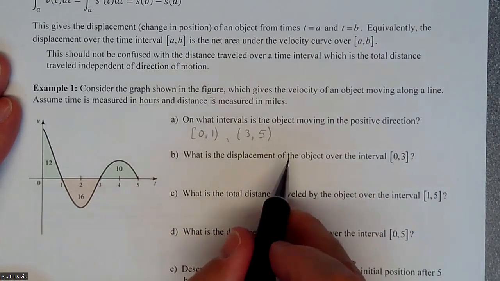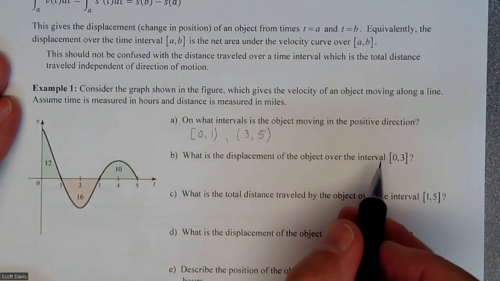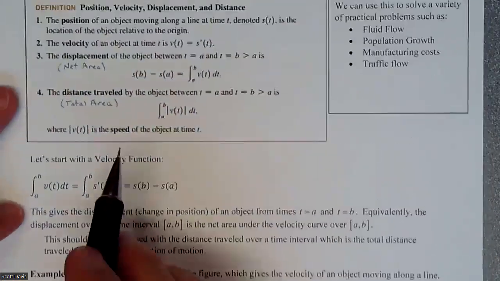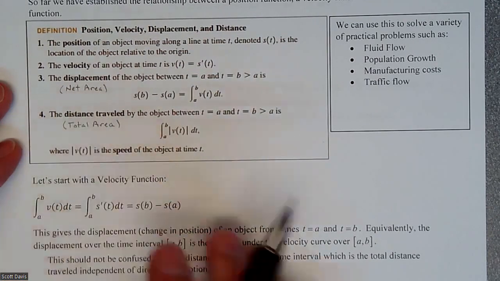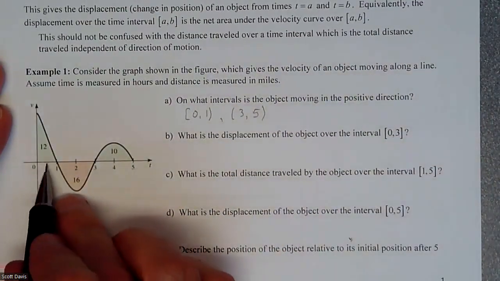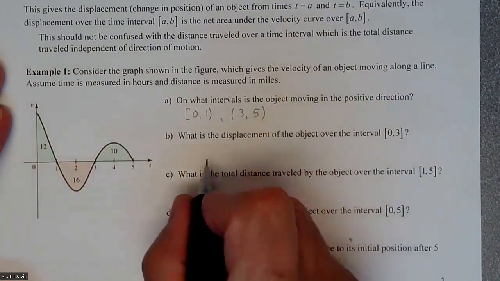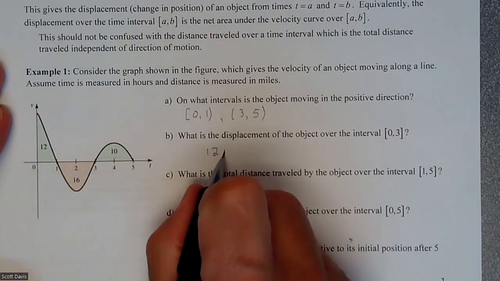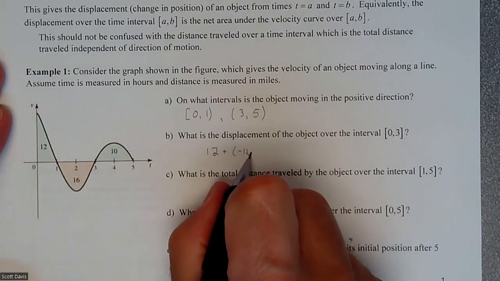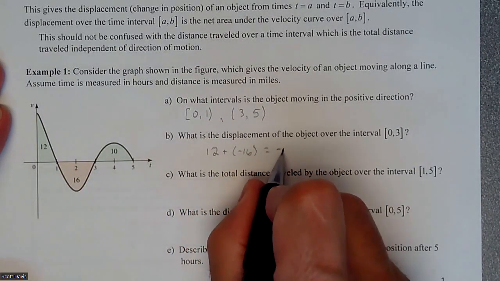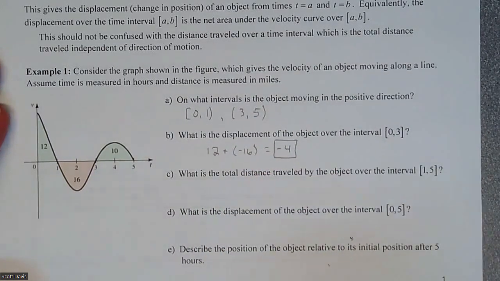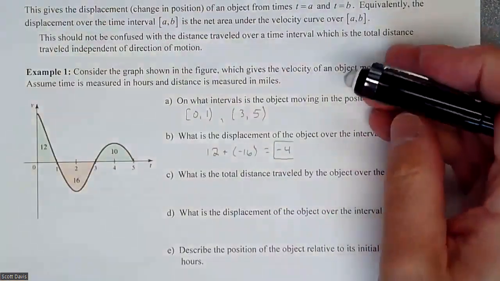So what is the displacement of the object over the interval 0 to 3? If we're talking displacement, right, we're talking net area. So positive area is positive area, negative area is negative area. So if we're going from 0 to 3, we have an area of 12. And we have an area of negative 16. And if we add those two together, we have more negative area than we have positive area. So our final answer will be negative 4.